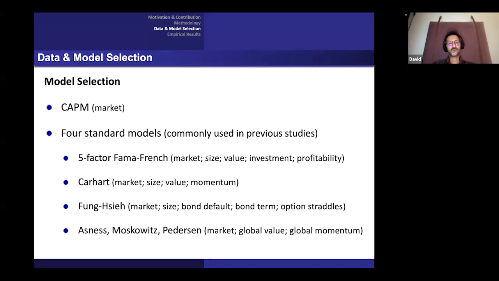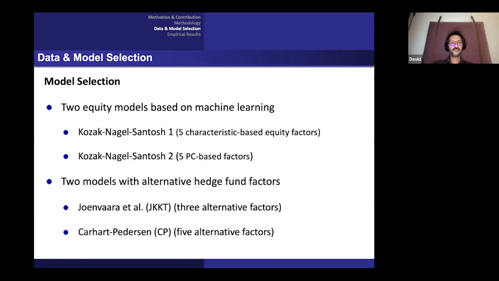And then Asness, Moskowitz, and Pedersen, which is a three-factor model that can be seen as an international version of the Fama French three-factor model. And here, this is global value and global momentum because those two factors are not only on the equity space, but also on commodities, across various asset classes. So those four, these are, for us, the standard models, and in the first step we will be comparing those four against the CAPM. Then we have two equity-based machine learning models.